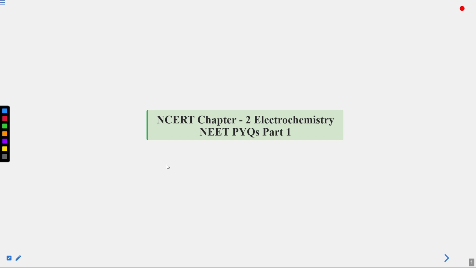So as you all know, today we are going to practice the NEET PYQs, that is, the questions that have been covered in the NEET examination previously. So let's start our topic: NCERT chapter 2 Electrochemistry, NEET PYQ part 1.